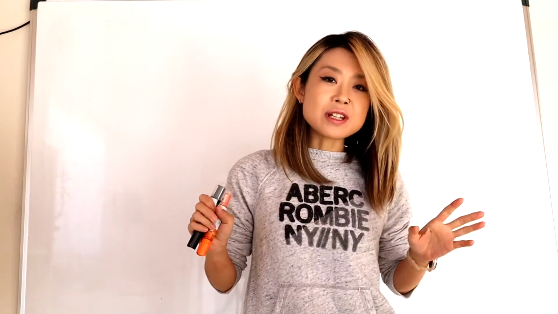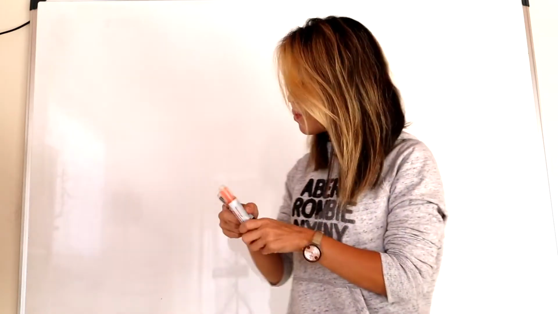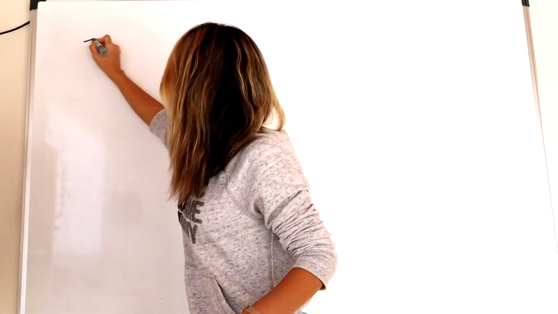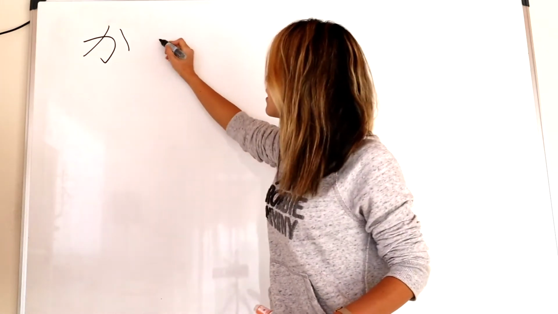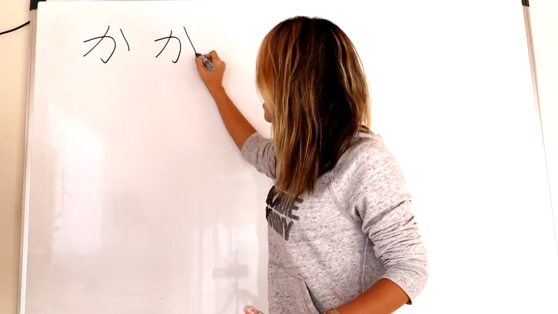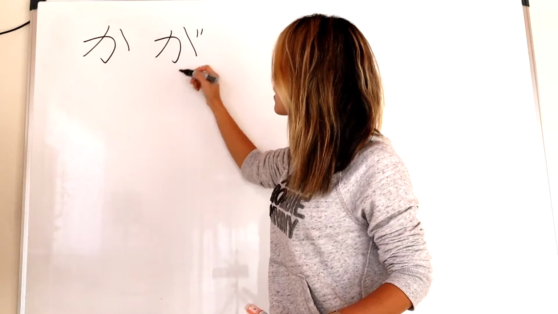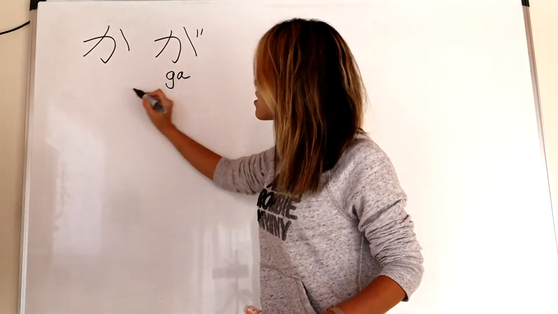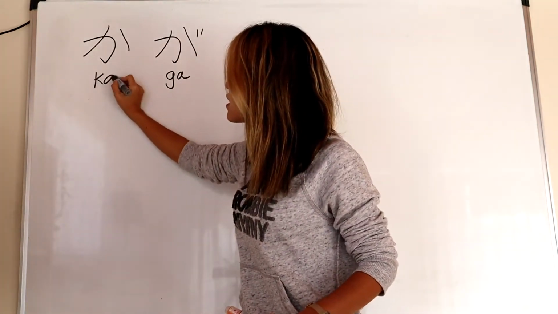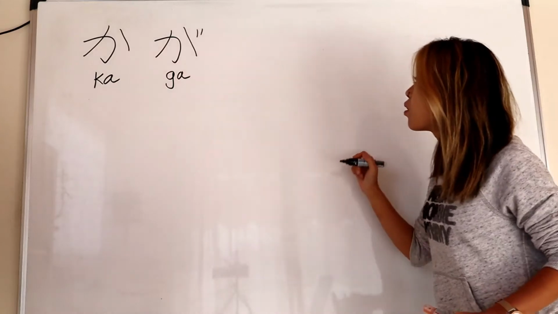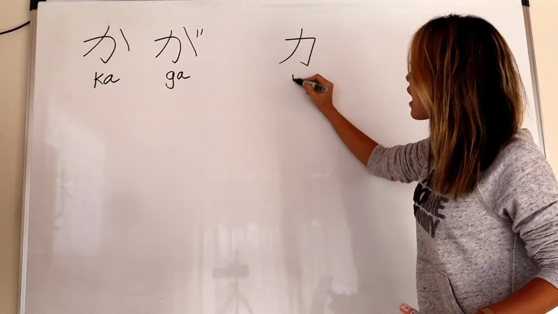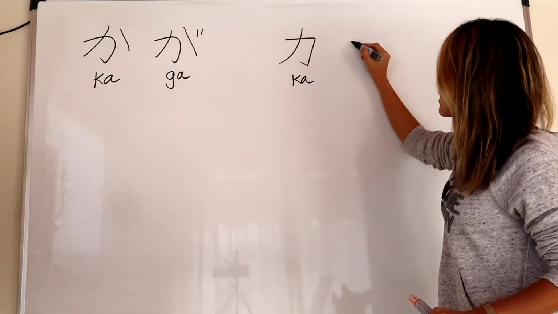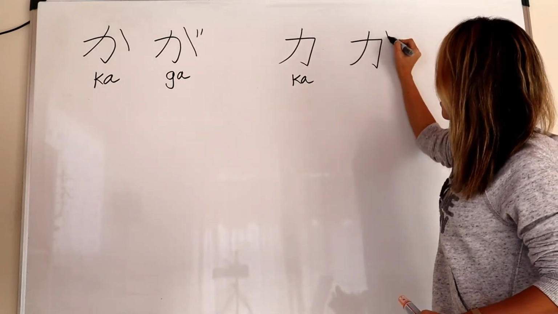Today I would like to teach you the extra combinations of katakana. Usually the combinations are the same between hiragana and katakana. For example, this is hiragana ka and this is hiragana ga. So with dakuten, the pronunciation changes. This happens in katakana also, exactly the same. This is ka and this is ga also.